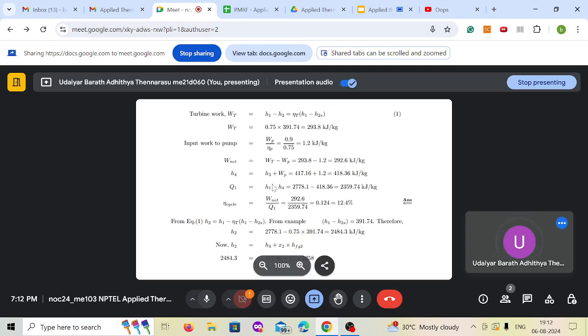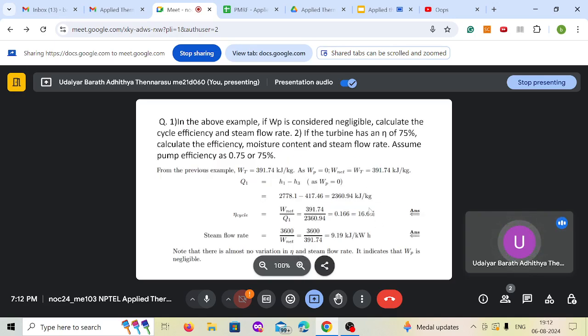So it's the other way of increasing. So the heat requirement has slightly dropped, a very minute drop, and then we have found out the net work and efficiency. So you can find out the cycle efficiency. Cycle efficiency is nothing but your net work divided by heat input. So net work is 292.6 divided by your heat input as 2359.74. So this comes out to be 0.124 or 12.4%.